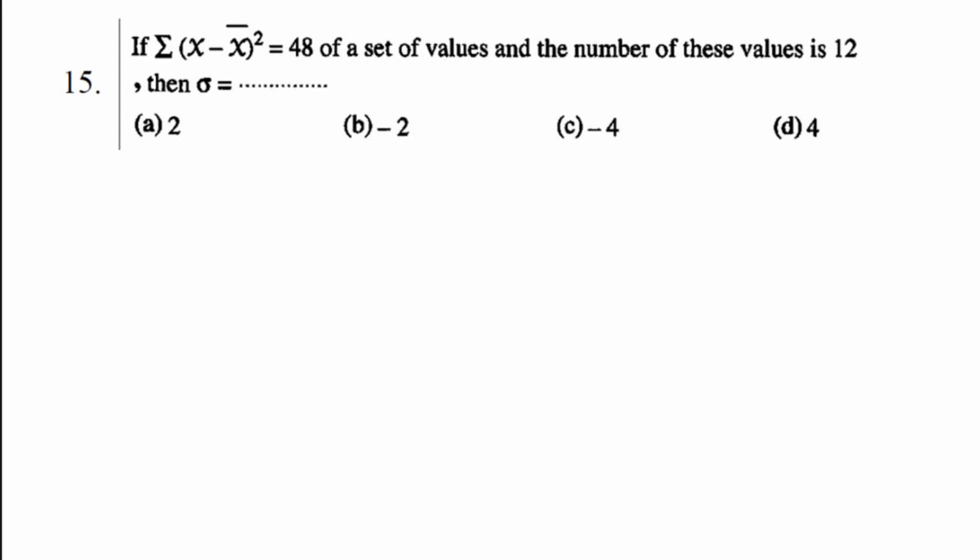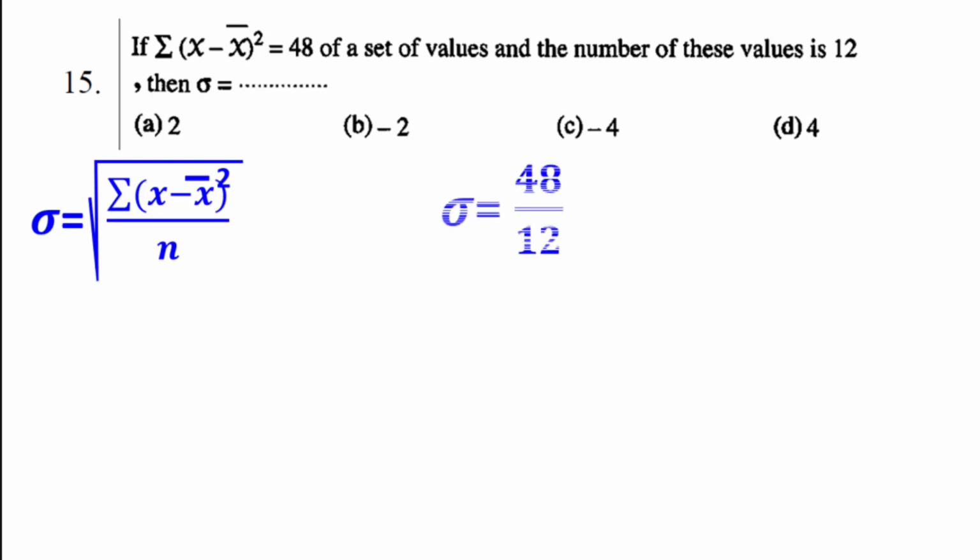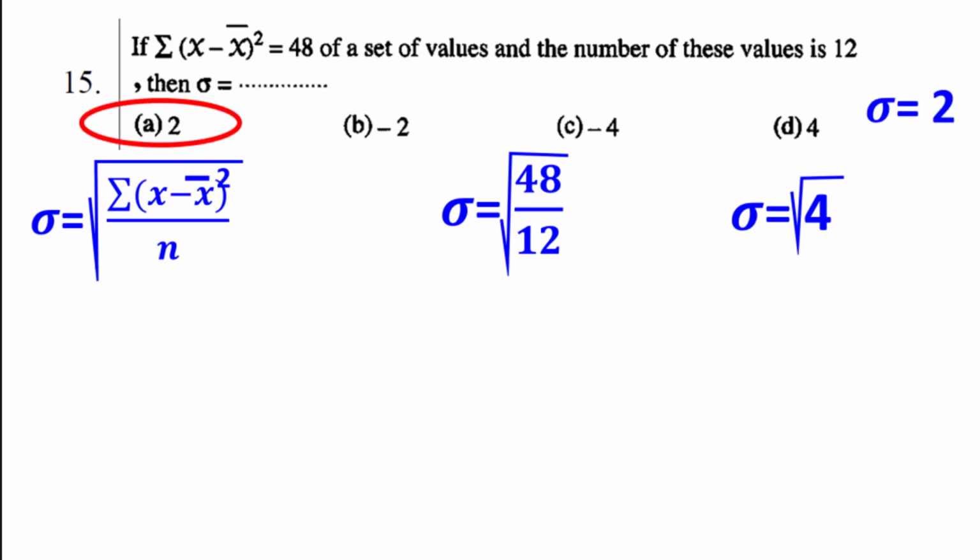Number 15, if the summation of (x minus x bar) all squared equals 48 for a set of values and the number of these values is 12. Now sigma equals what? We studied before that sigma equals the square root of the summation of (x minus x bar) all squared, over n. The summation equals 48. Now 48 divided by the number of values, which is 12, equals 4. And take the square root now, so sigma equals 2. The correct answer, guys, is A.